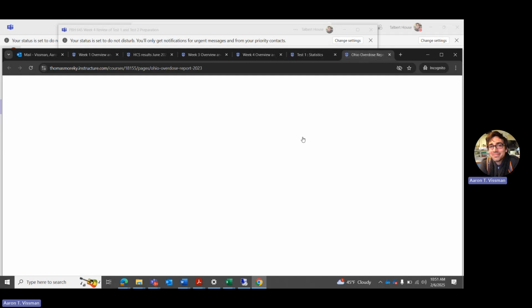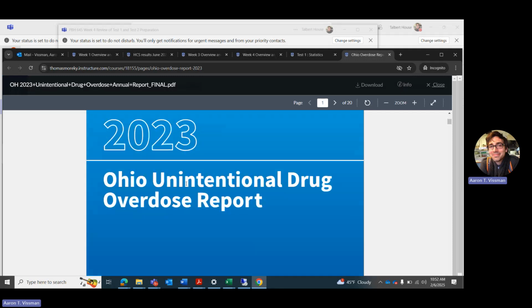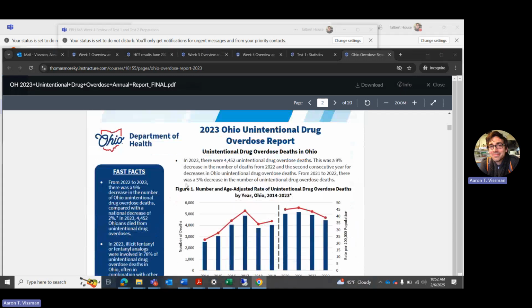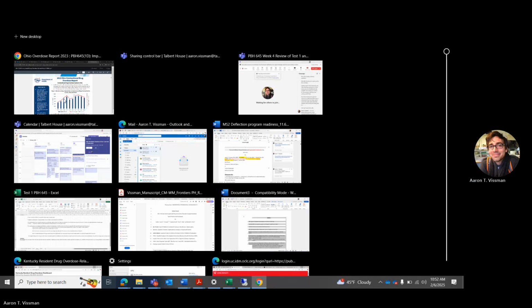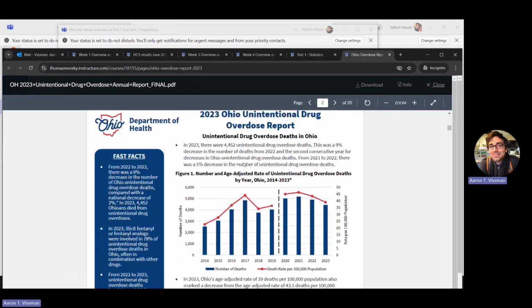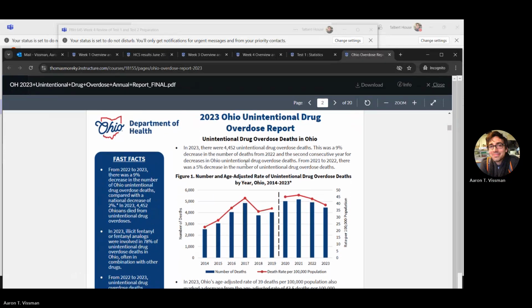So let's just hop to the ODH report that was part of the required reading, and we'll just settle down on this chart here. As a review, you can see here that line graphs go back to 2014. However, the CDC really officially declared the prescription opioid crisis and the opioid epidemic as far back as 2011, right?